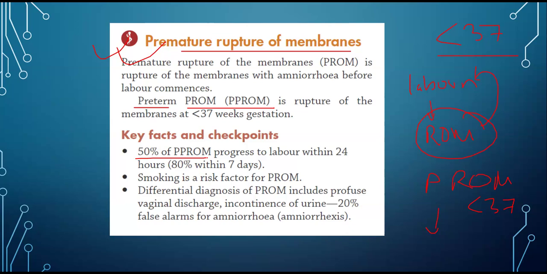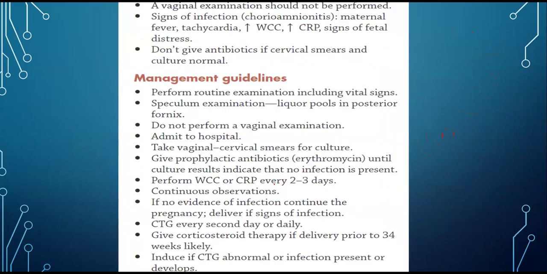50% of preterm premature rupture of membrane progress to labor within 24 hours. So there is a very high risk that it will get into labor. Smoking is a risk factor. Remember, we should not do a per vaginal examination if it is a premature rupture of membrane because you can induce infection, which is chorioamnionitis. So what is the step-by-step management for a patient who has premature rupture of membrane?